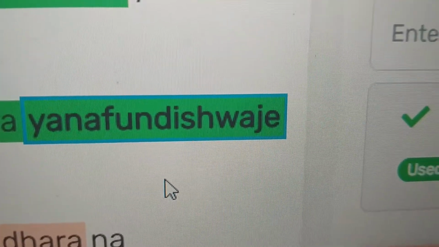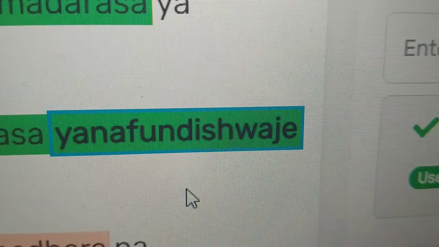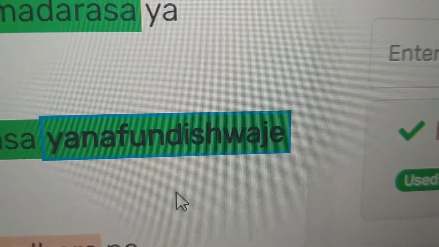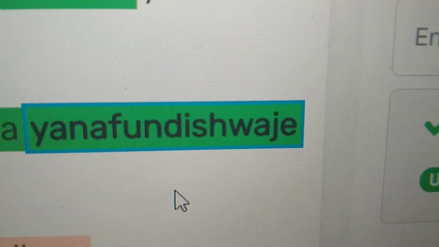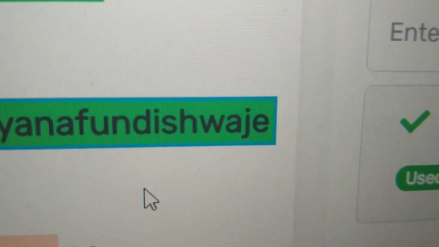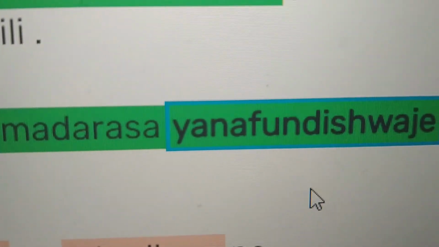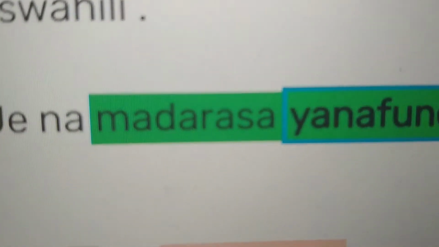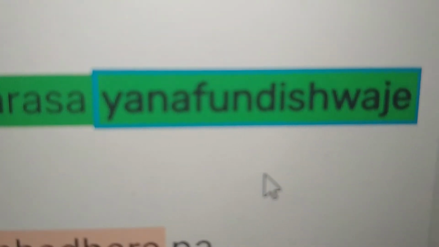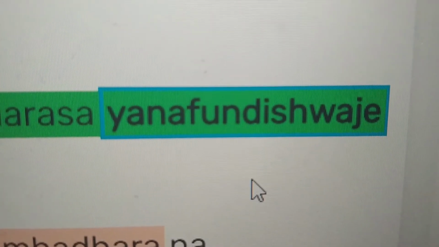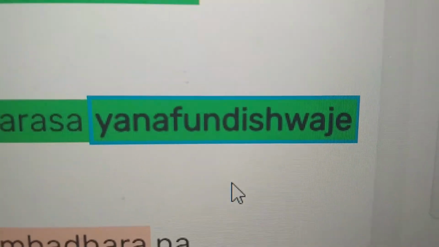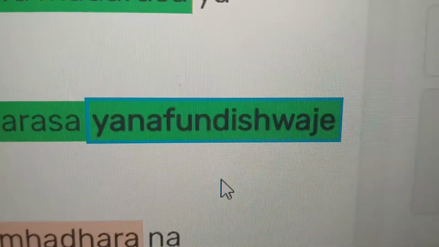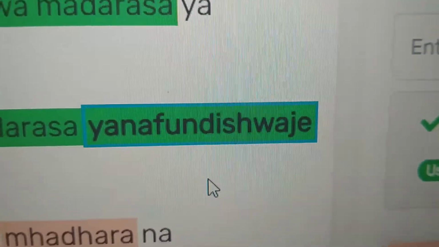The fundish kind of in the middle means to teach. When you put wa at the end, fundish wa, it means to be taught, and then je at the end means how. So how is it taught? And ya is referring to madrasa, which means lessons, because it's the ma group. So we refer to ma plural with ya, and na is present. By the way, I'm not trying to teach you guys. I'm just trying to show you how I'm noting what I've learnt in the content that I'm using.